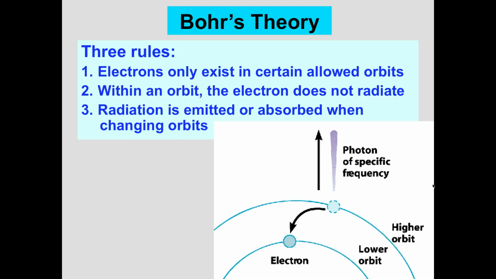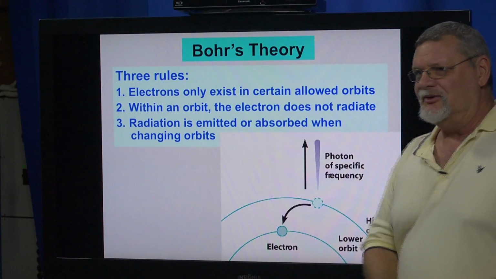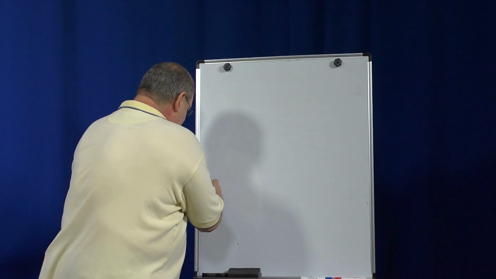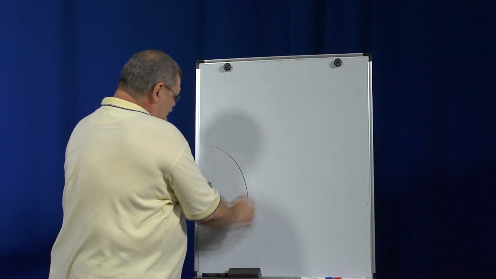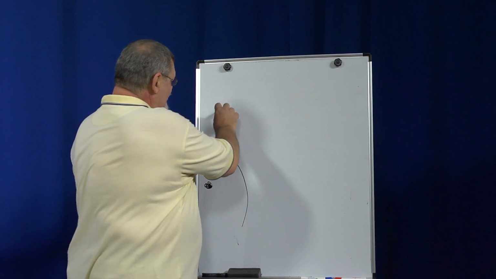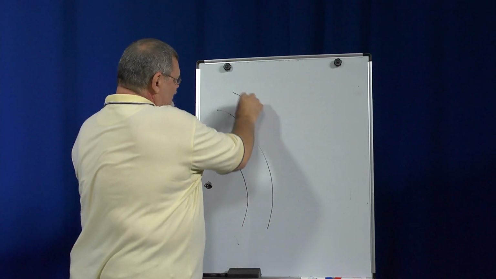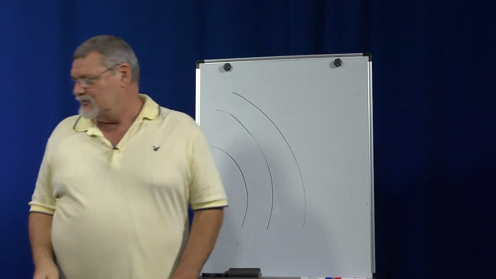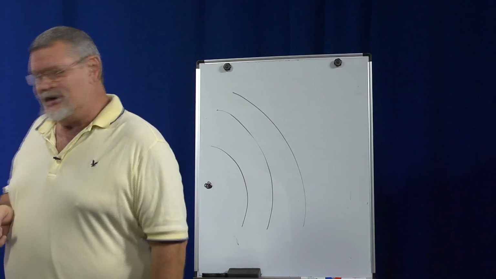Niels Bohr came up with the idea of electrons orbiting or spinning around, or rather energy levels in an atom. And he said that electrons only exist in certain allowed orbits. So, in other words, here is the nucleus of an atom, and here is my first energy level. Here is another one after that, and here's another one after that if it exists. Actually, the energy levels are there always, they just aren't necessarily being used.